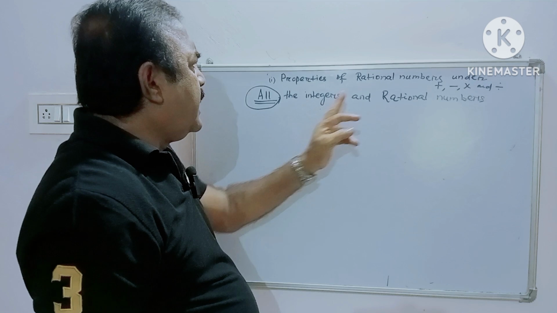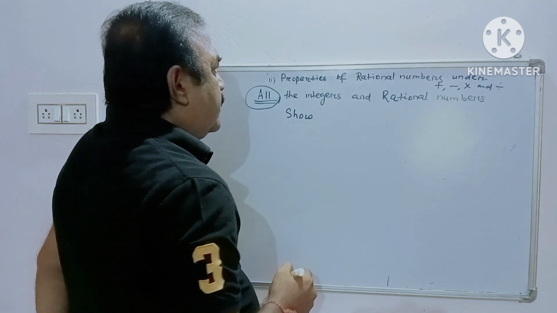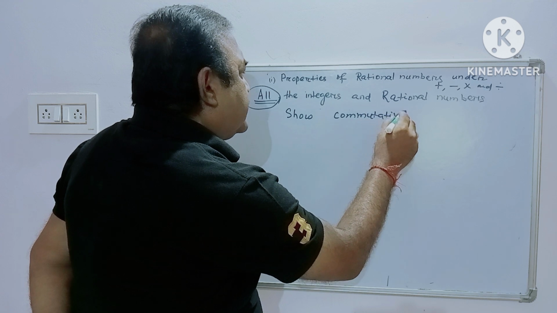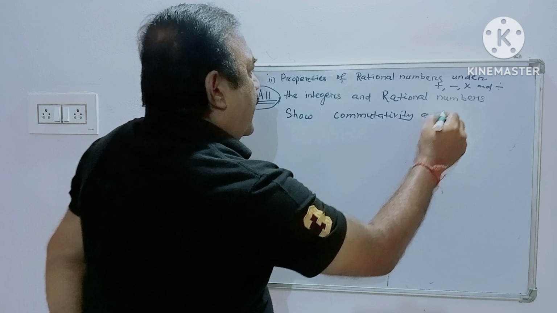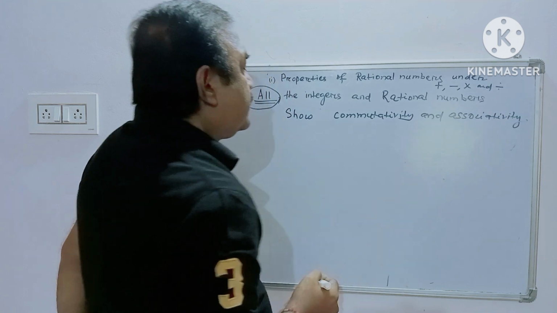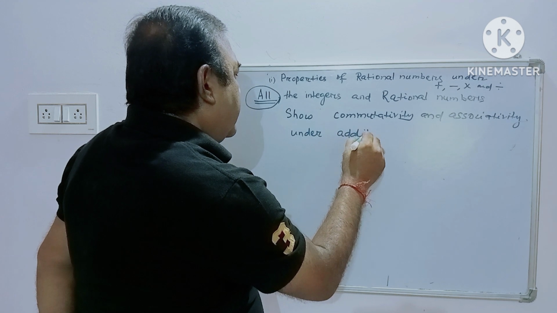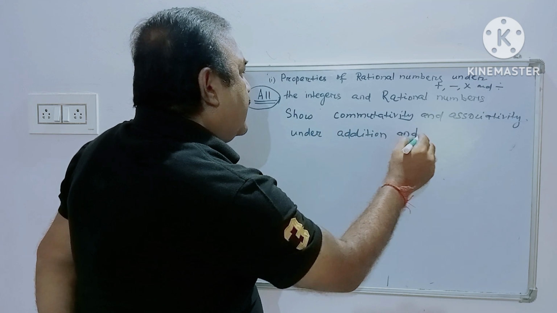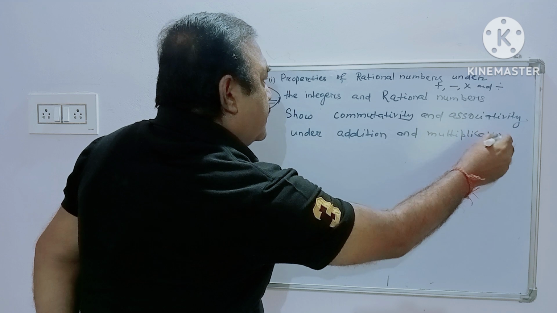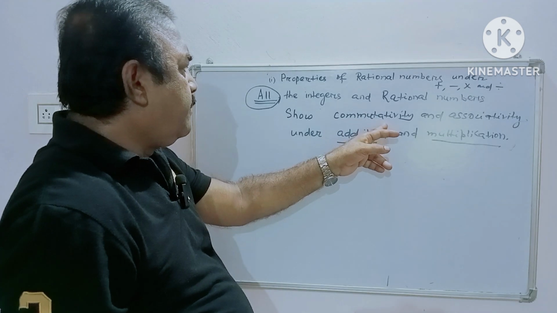Then all the integers and rational numbers. So commutativity, that means commutative property, and associativity, under addition and multiplication. Only addition and multiplication. Both the commutative property and associative property.